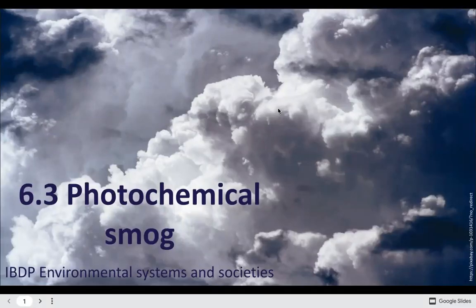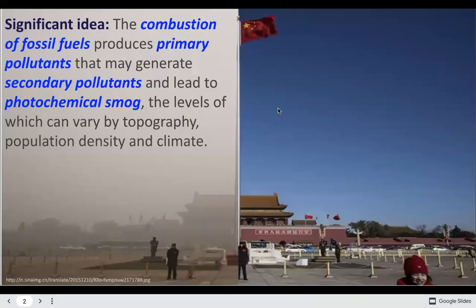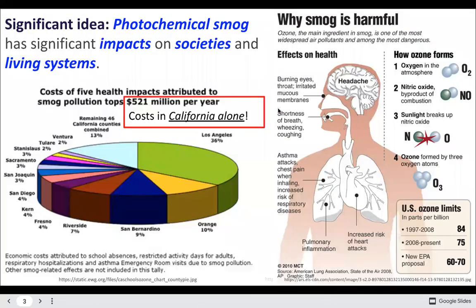Photochemical smog. The combustion of fossil fuels produces primary pollutants that may in turn become secondary pollutants and then lead to photochemical smog, selected secondary by topography, population density, and climate. Photochemical smog has significant impacts on societies and living systems.